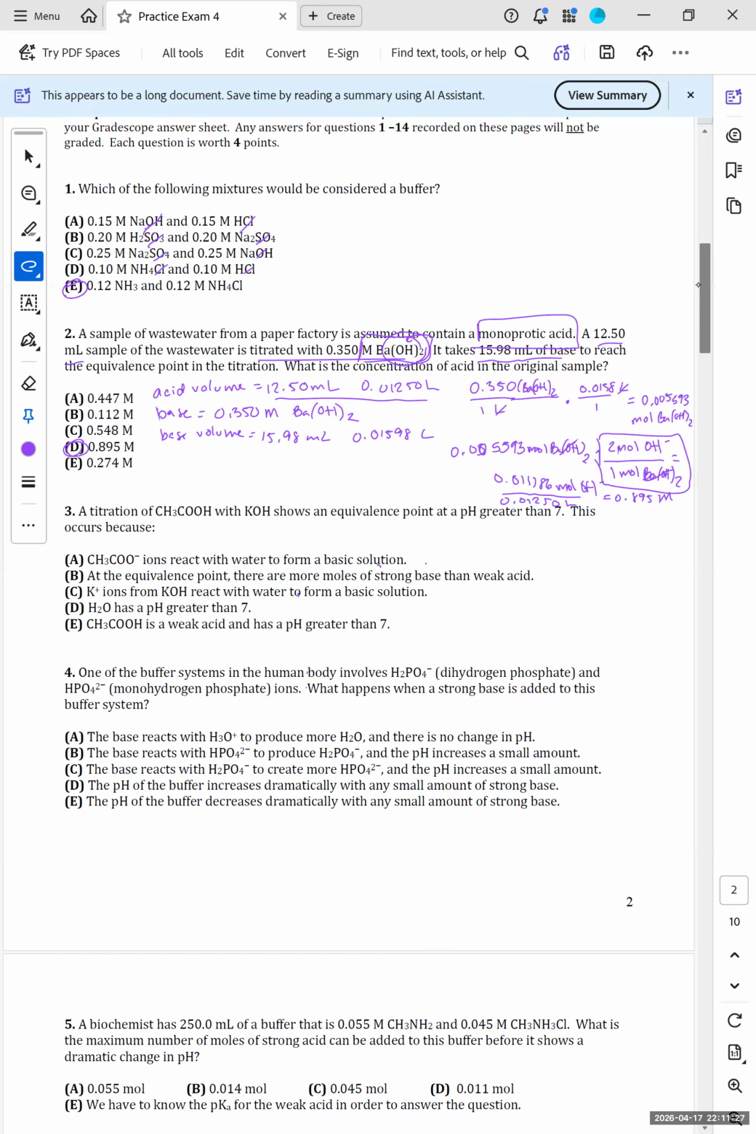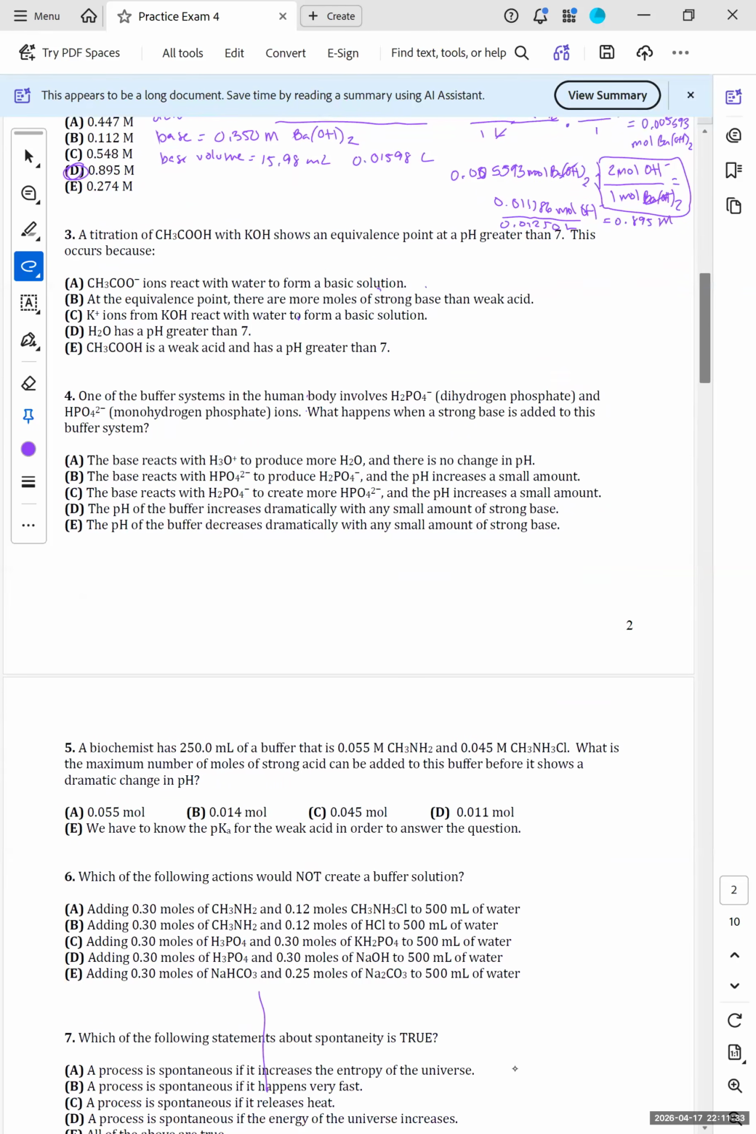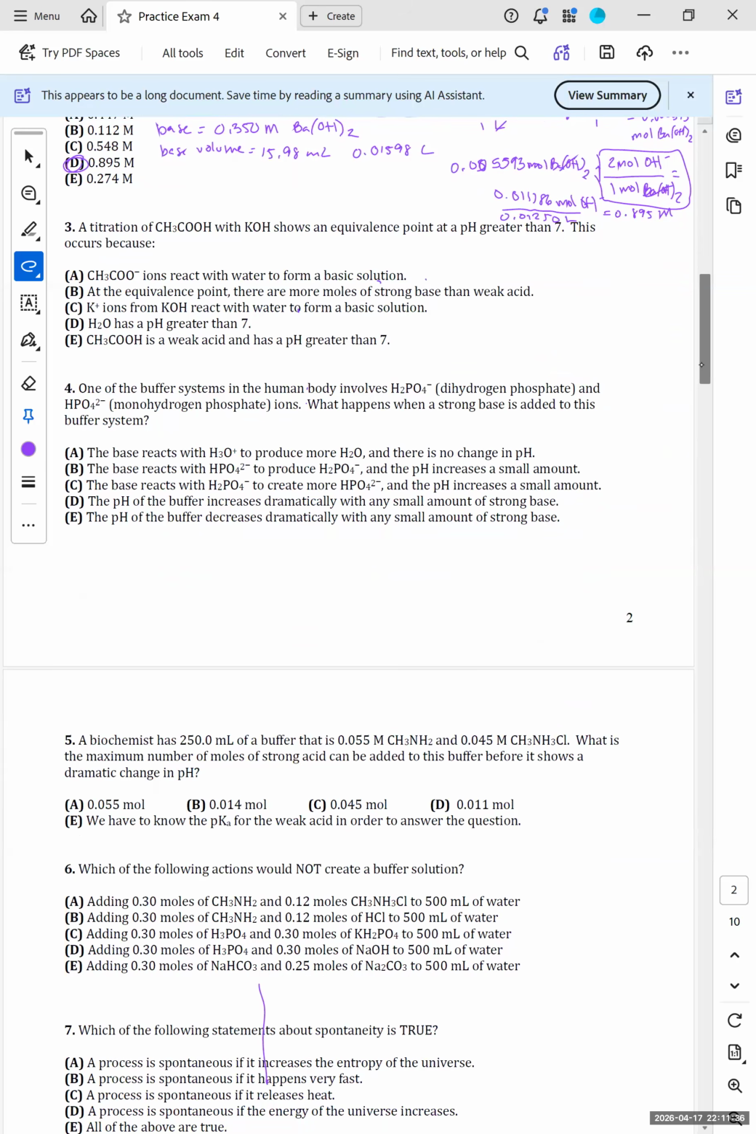All right, so question 3. This is asking basically why a weak acid strong base titration has the equivalence point above 7. So we just need to read through each one. At equivalence, all weak acids have been converted into its conjugate base. So I think this is acetic acid. Hopefully you guys can correct me if I'm wrong, but I think that's acetic acid.